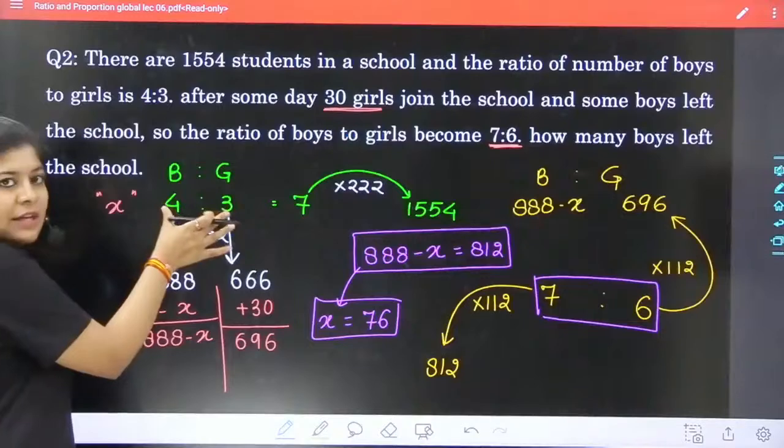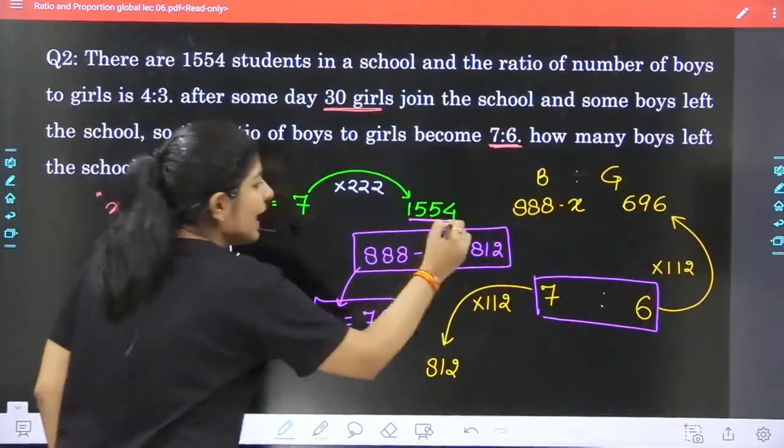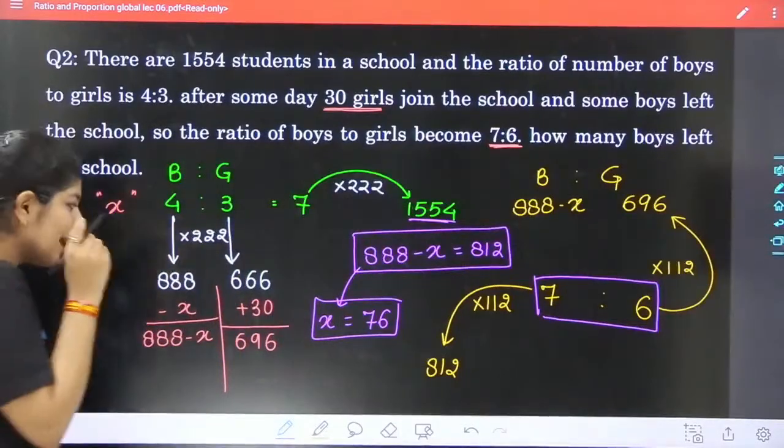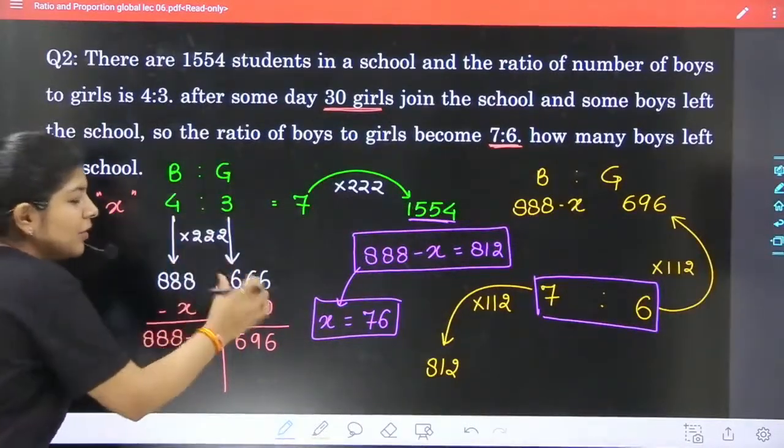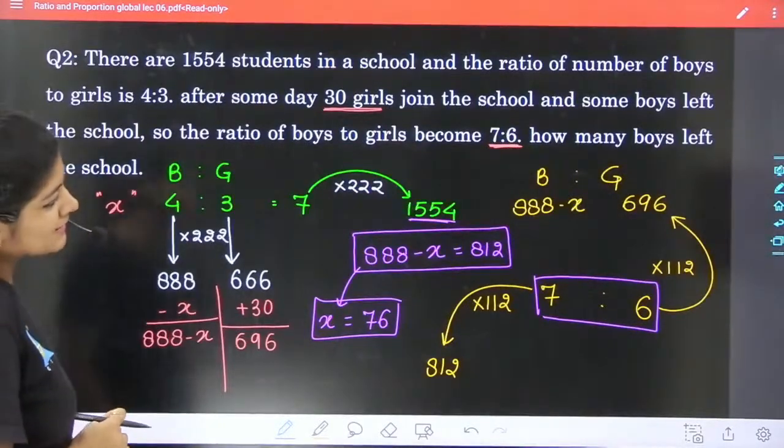Initially, we have this ratio and this value. And with the help of this value, I simply calculate the exact number of boys and exact number of girls in this school, right? It will be 116.